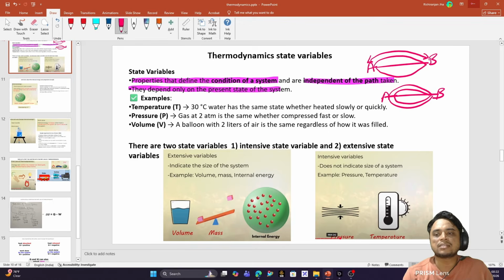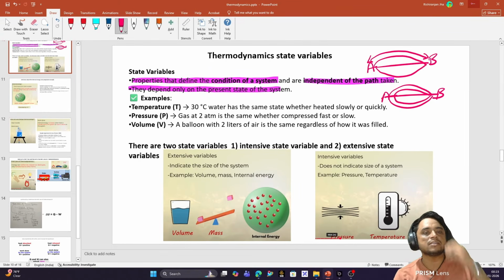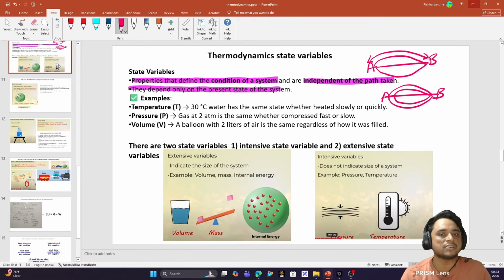There are many paths, but the state variable is not dependent on the path. It depends on whether you have reached from point A to point B. This is just a general example. Don't consider it as a standard example. I'm just telling you that it does not depend on the path taken by a system. It depends only on the present state of a system.